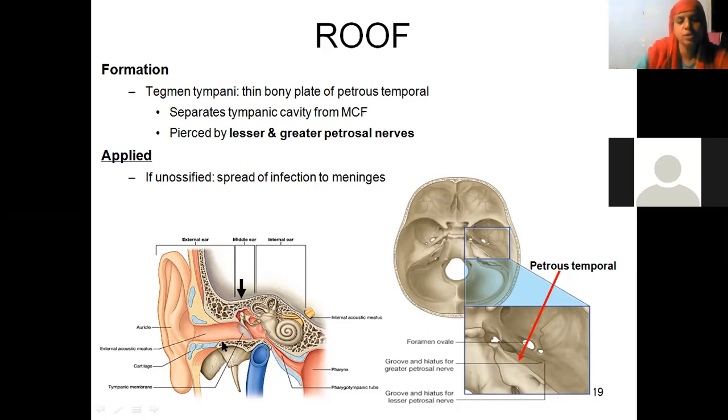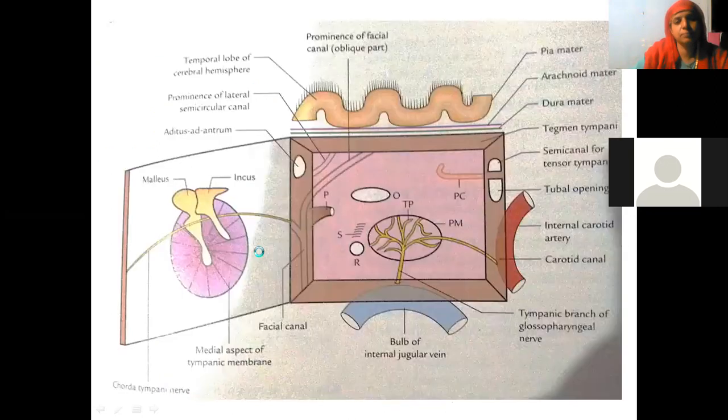This part of the temporal bone is actually called the tegmen tympani. Then the floor is also formed by temporal bone only, and it is separated by the internal jugular vein. Posteriorly to the ear you have a projection, that is the mastoid process. Anteriorly we have studied this tube, the auditory tube, also called the pharyngotympanic tube or eustachian tube, which connects the middle ear to the nasopharynx. I told you if there is any infection in the nose, through this tube it spreads to the middle ear.